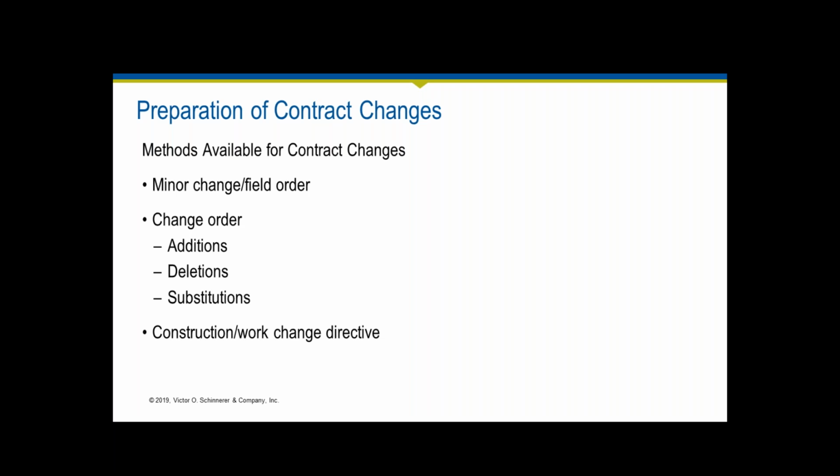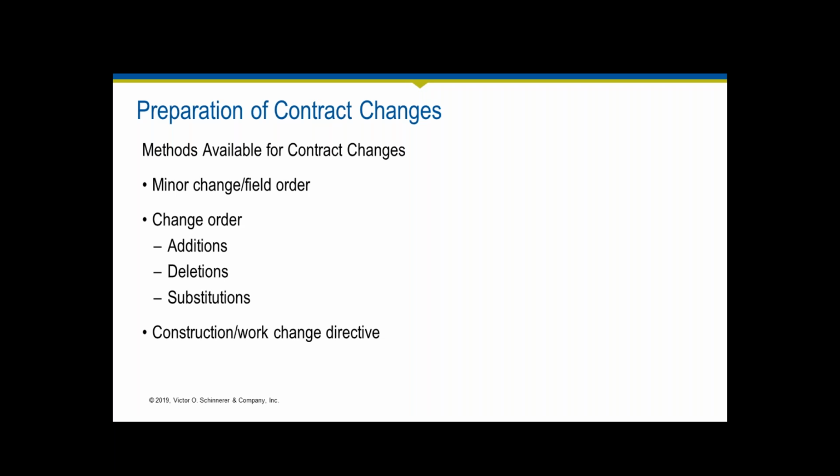And in the construction industry, there's several methods of doing this. It can be a minor change field order if both you and the contractor agree that it is a change, but it is minor in nature and doesn't have any effect on the pricing or the time. Then it's a change field order. This is often done by consensus. You issue it. It is reflected in the construction documents, and the contractor proceeds.